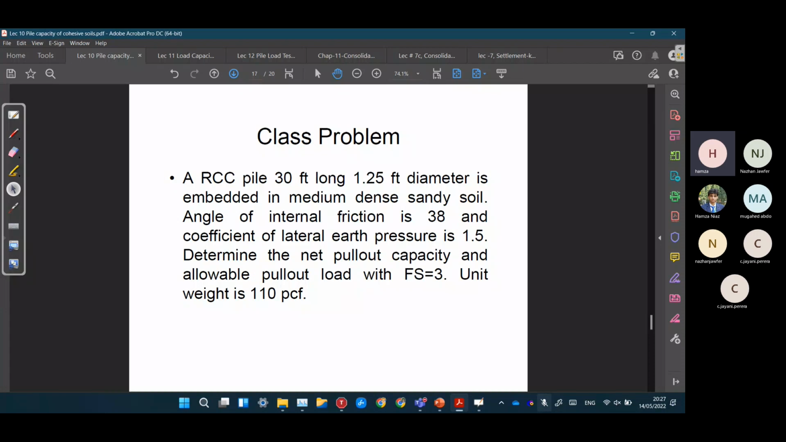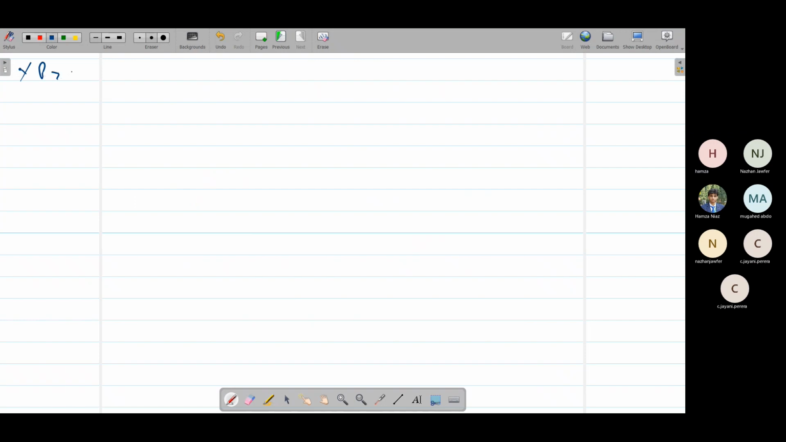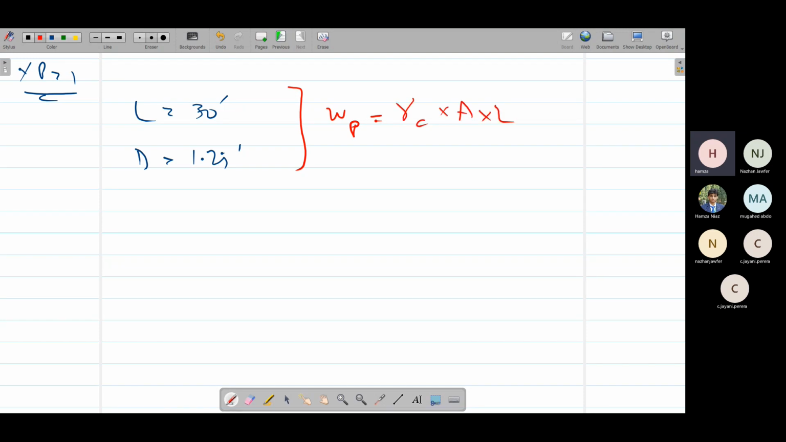So if we look at this problem, it says the length of pile is 30 feet and the diameter is 1.25 feet. Using this length and diameter, first calculate the weight of the pile. The weight of pile would simply be gamma concrete times area times length, since volume is area times length. Gamma concrete we can take in FPS units as 150 pounds per cubic feet. Area is pi by 4 into 1.25 squared, where the length is 30 feet. Simply multiply these to get the weight of the pile.